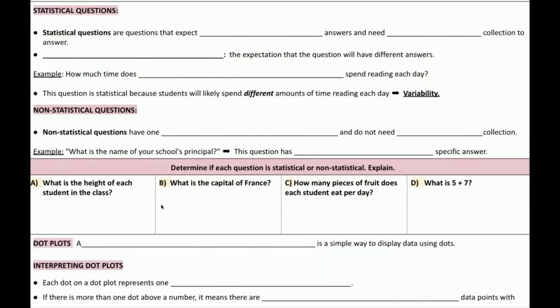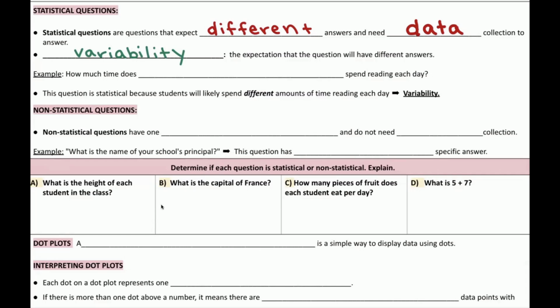Our first note is on statistical questions. Make sure you're writing with me. Remember, you can always pause the video if you need more time. Statistical questions are questions that expect different answers and need data collection to answer. Variability is the expectation that the question will have different answers.